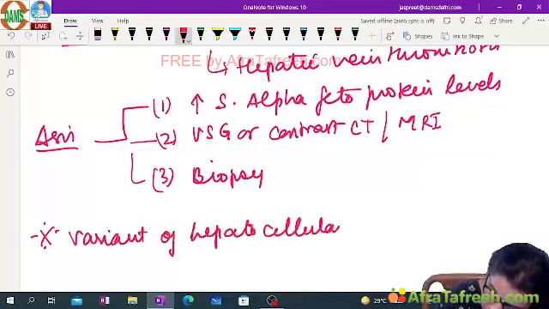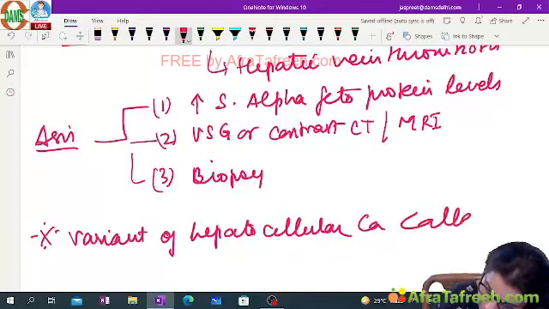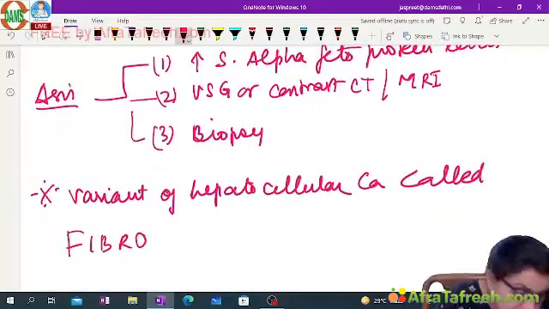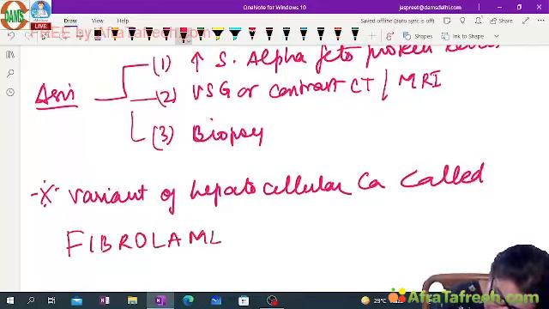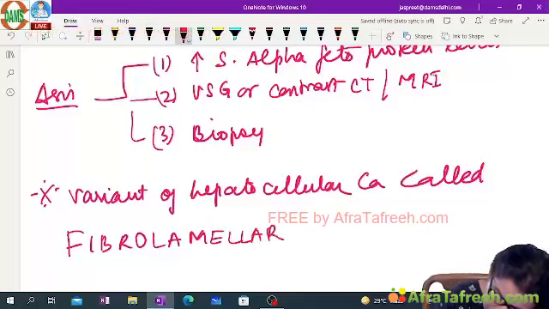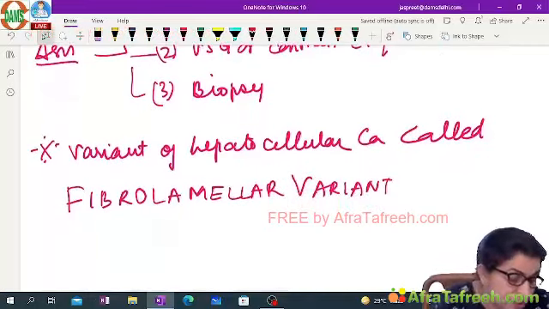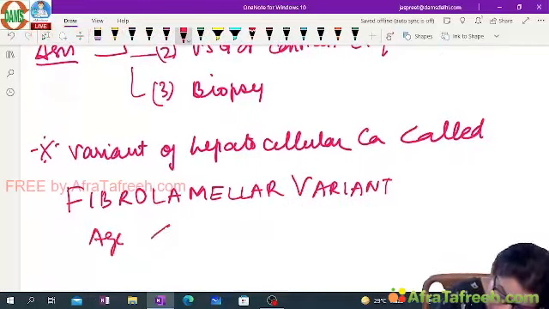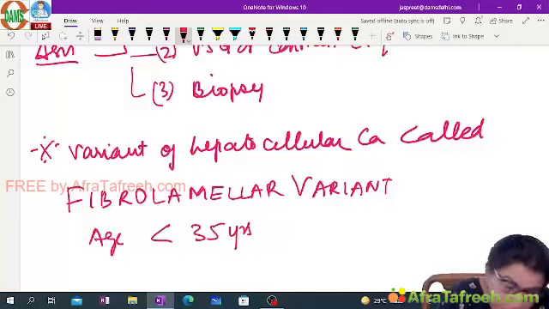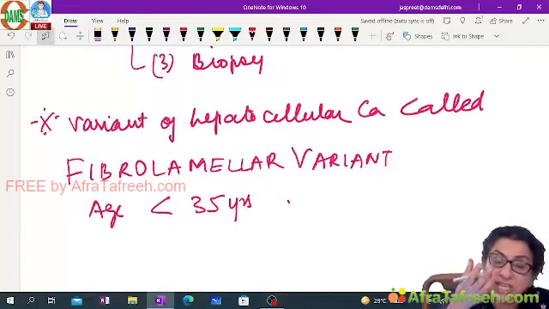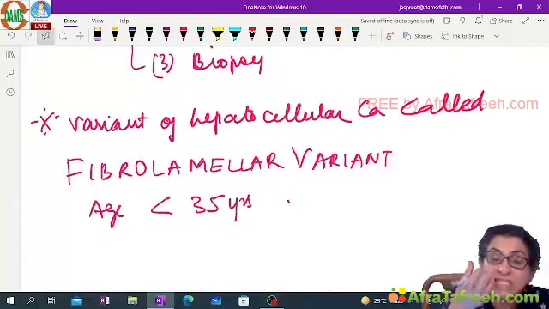Okay, there is a variant of hepatocellular carcinoma called fibrolamellar variant. Now, as I told you, hepatocellular carcinoma usually occurs in 5th or 6th decade of life. Fibrolamellar variant, age is less than 35 years usually. Patient is less than 35 years of age and they present with a single hard nodule.